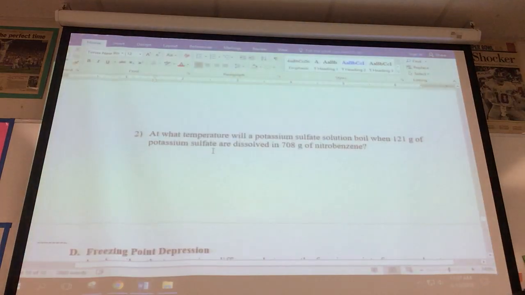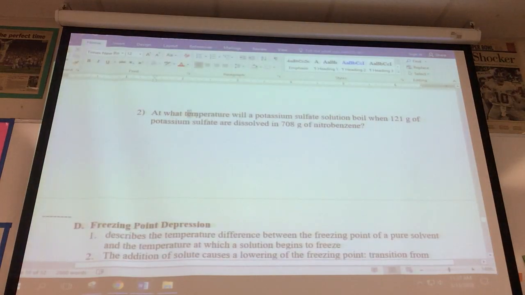So on this second problem, it says at what temperature will a potassium sulfate solution boil? So we want to know the boiling point of the solution. We have 121 grams of potassium sulfate, and it's dissolved in 708 grams of nitrobenzene. Let's take a look.